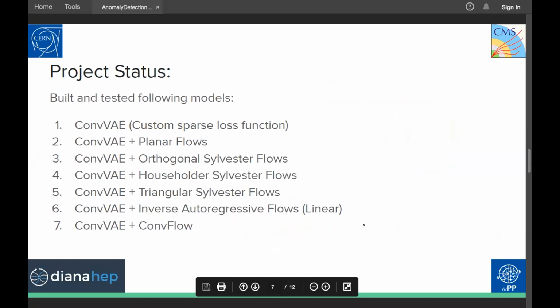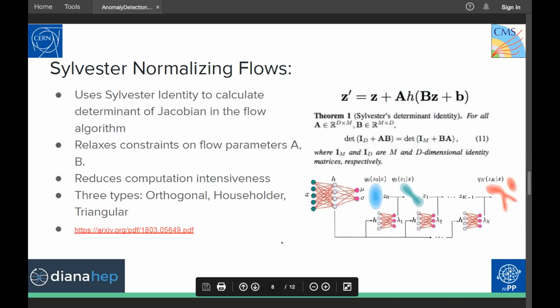So as part of my summer project, I built and tested these 7 implementations, which I will just quickly go over. As I talked about, the first formulation I talked about is called planar flows. Here we have Sylvester normalizing flows, or SNFs. As you can see, the formulation is rather similar.